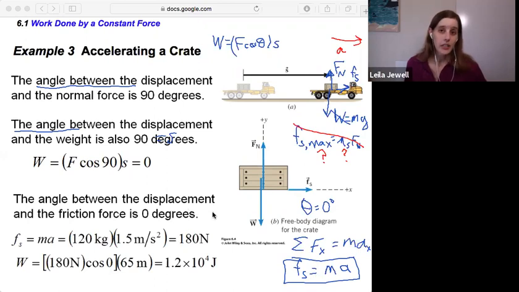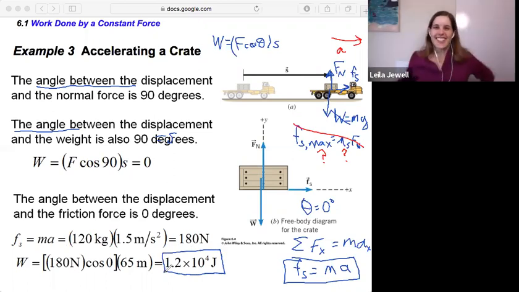So since we know the angle is 0 degrees, we can find the force of static friction with ma, get 180 newtons there, plug that into our work equation, times cosine of 0, times that displacement of 65 meters. Sorry, it was 120 kilograms, 65 meters. And so this comes out to 1.2 times 10 to the 4th. What units? Joules! So there we have it.